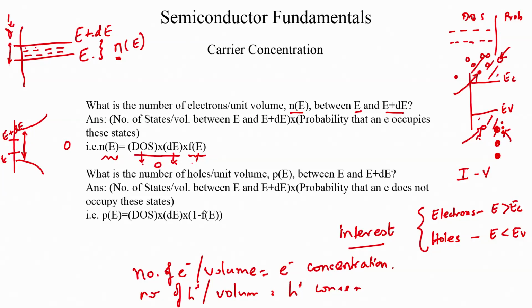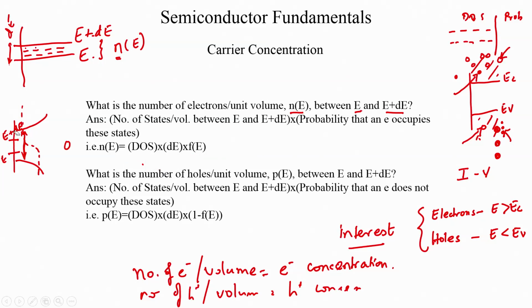F of E is not 0, because f of E could be taking a value that is non-zero. So, there is a probability that an electron will occupy that energy level, provided there is a state for the electron to occupy it. But since our band gap is very clean and there are 0 states, even though f of E is not 0, the number of electrons to be found is 0.